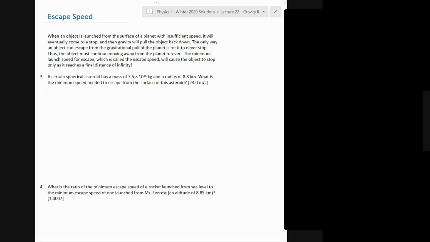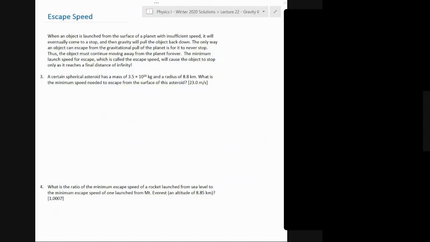Yeah. Okay, so when an object is launched from the surface of a planet with insufficient speed, so like any speed we're able to give it, it will eventually come to a stop and then gravity will pull it back down. The only way an object can escape from the gravitational pull of the planet is for it to never stop. Thus, the object must continue moving away from the planet forever. The minimum launch speed for it to escape, which is called the escape speed, will cause the object to stop only when it reaches a final distance of infinity.